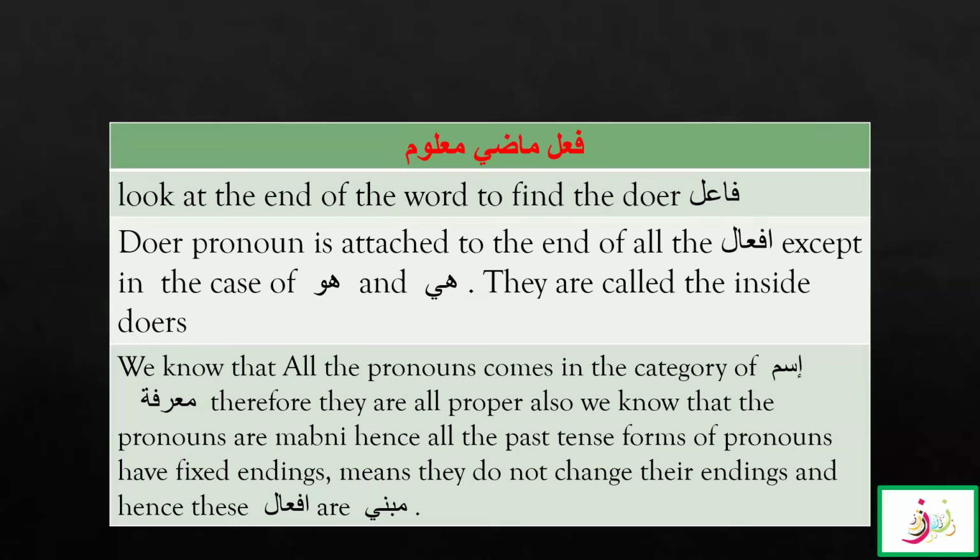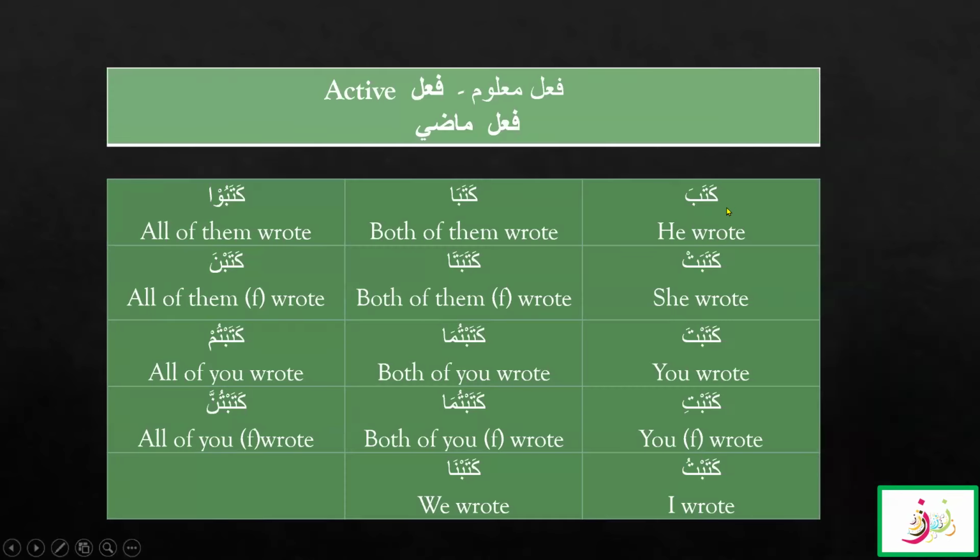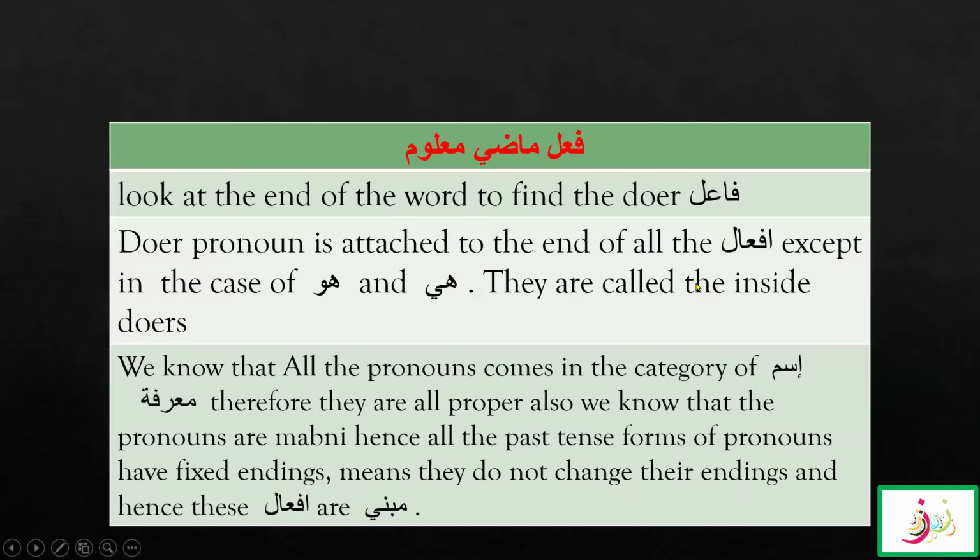Fa'il Madi Ma'lum. So there is some info about Fa'il Madi Ma'lum. Look at the end of the word to find the doer. We have already learned about it. The doer pronoun is attached to the end of all the verbs except in the case of one here, where we just know that there is an inside doer, huwa, and here, kataba, katabat. They are also called the inside doer, as I told you.